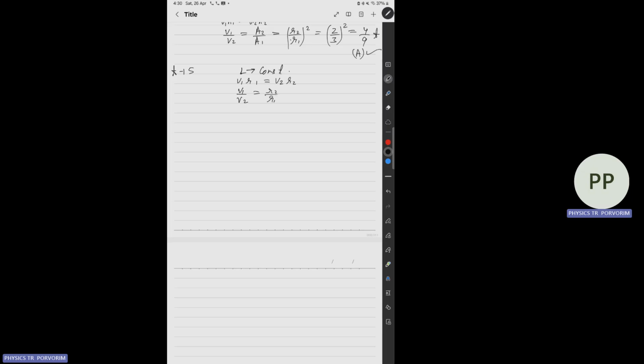Now r1 is greater than r2. That means r2 by r1 will be less than 1. That means v1 will be less than v2. So option 3 is correct.